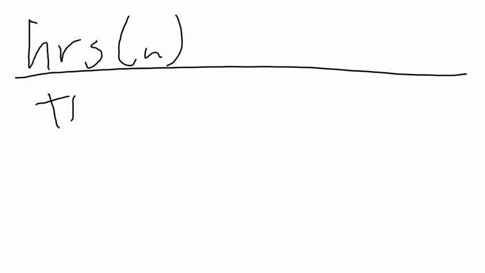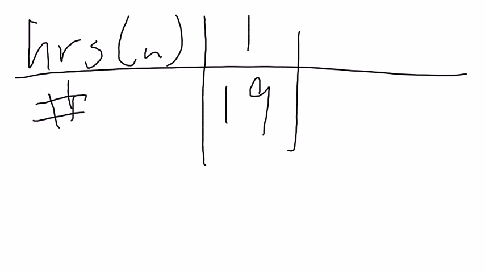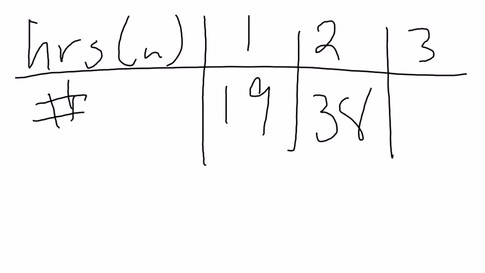Next, we have a table that shows the predicted growth of bacteria. So your hours are in, and your number of bacteria. We'll just put the total bacteria that we have. After 1 hour, we got 19. After 2 hours, we get 38, and you kind of see how this is going. 3 hours, you get 57. So it's adding 19 every time.